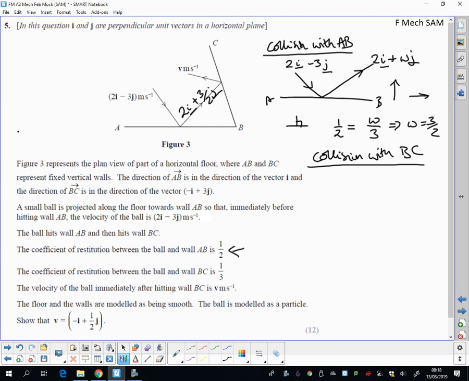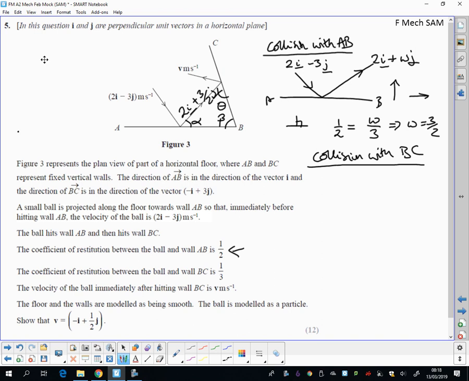Okay, so if you've been working through questions in the book, you've probably been doing things like this with angles rather than completely with vectors. So let's have a look at how we could do this using angles. So now we want to do the collision with BC, and we want to know some angles. I'm just going to label the angles in this triangle.